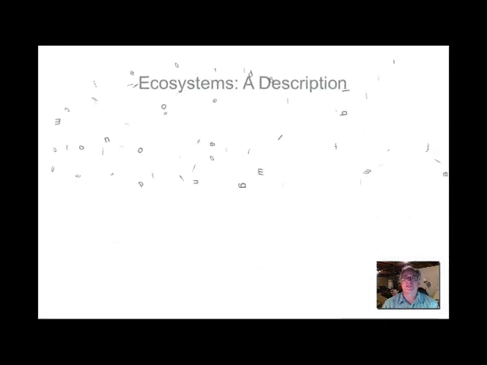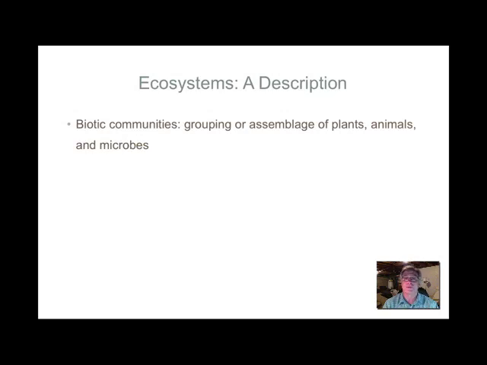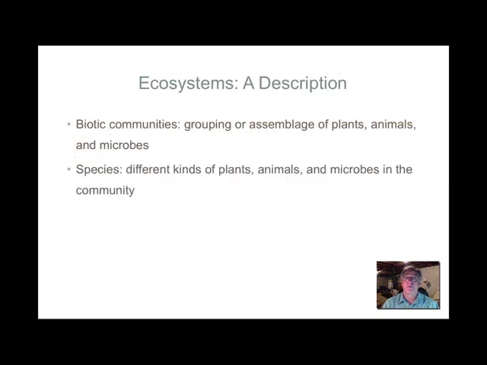So, what is an ecosystem description? Here's one of them. It's an assemblage or grouping of plants and animals, and of course microbes as well. Can't forget the microbes because they play a huge role in impacting the quality and type of ecosystems on our planet. So that was the biotic community description. But if we look at species in general, it really says the diversity of the different kinds of plants and animals and microbes in a community. So when we look from a species point of view, we're looking at diversity.